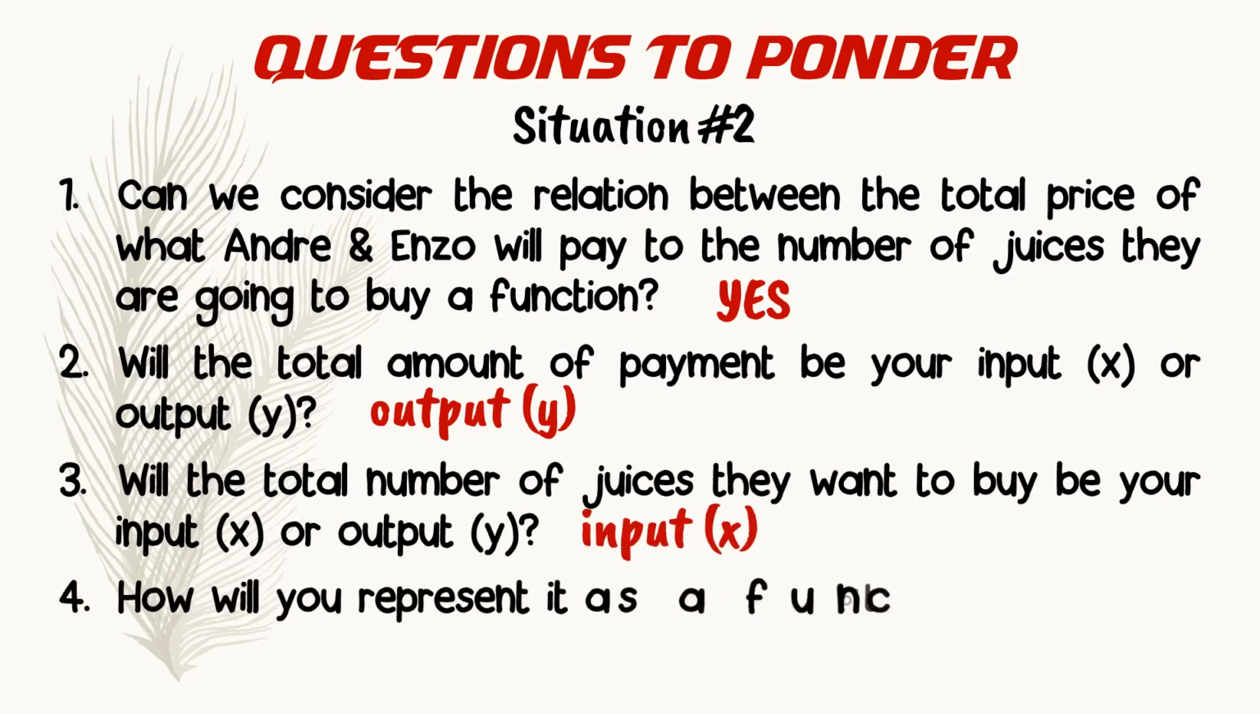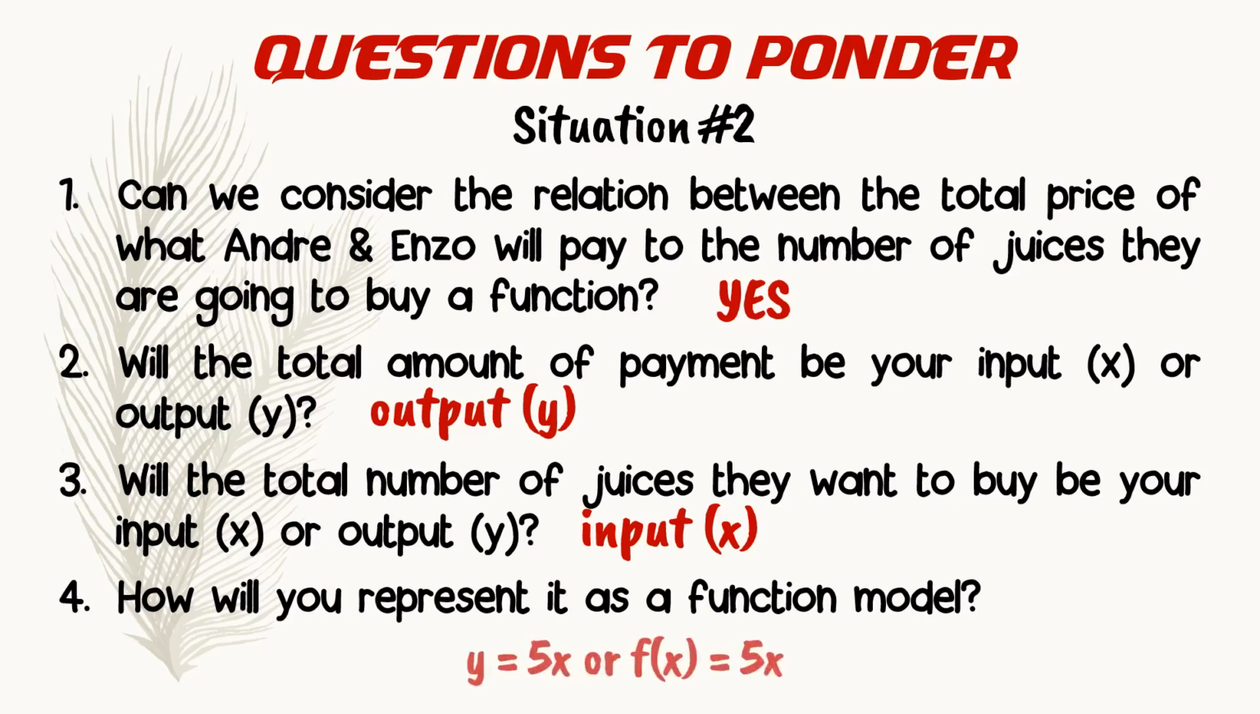Now, how will you represent it as a function model? Since for every cup you pay 5 pesos, for 2 cups you pay 10 pesos. So if you examine the output, we simply multiply the number of cups by 5 pesos. So you will have here y is equal to 5x. So that will be your function model.